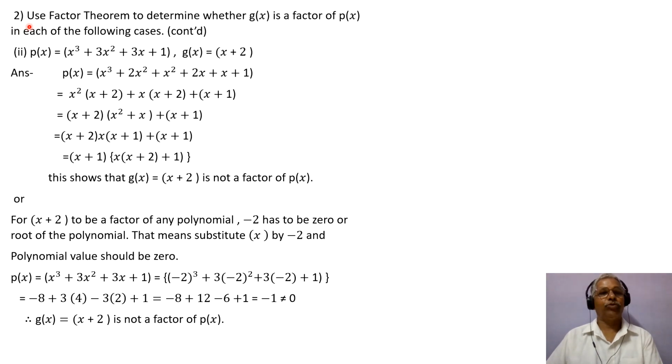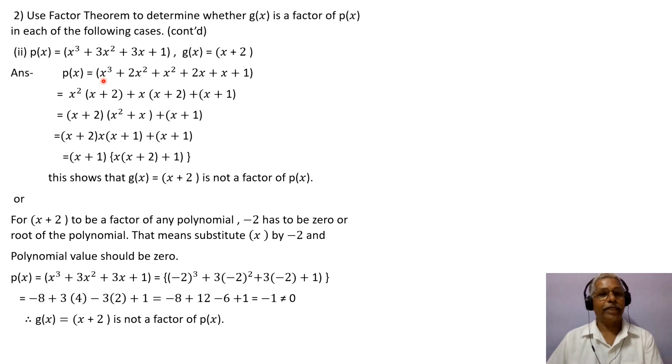Second exercise continued. We have to see if g(x) is a factor of p(x). Here p(x) and g(x) may change. Second one: p(x) is equal to x cube plus 3x square plus 3x plus 1, and g(x) is x plus 2. So the answer: this is p(x). I am writing this p(x) in a different manner, keeping in mind that we have to see that x plus 2 is a factor. So remember, you have to keep this in mind.